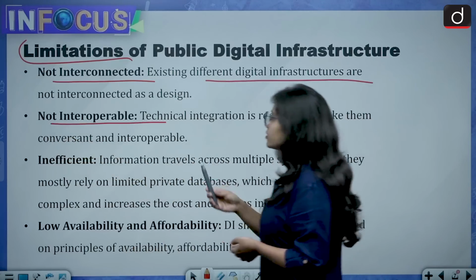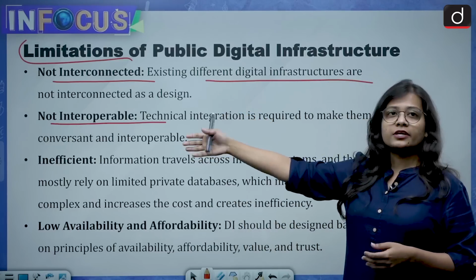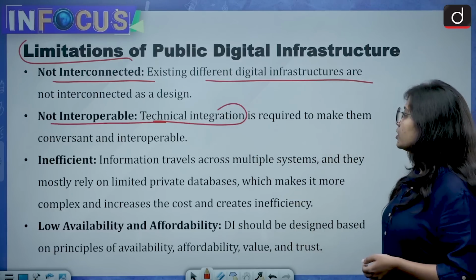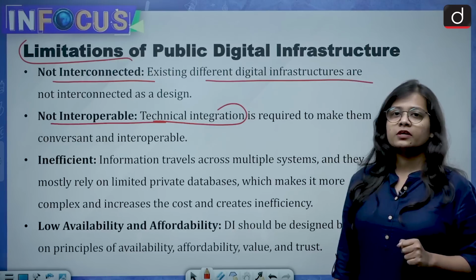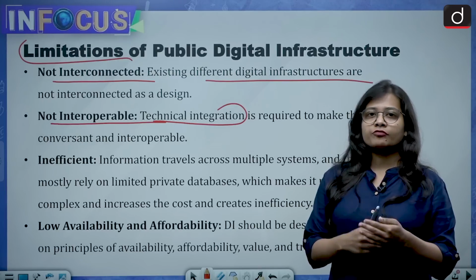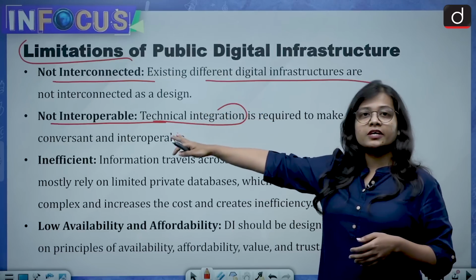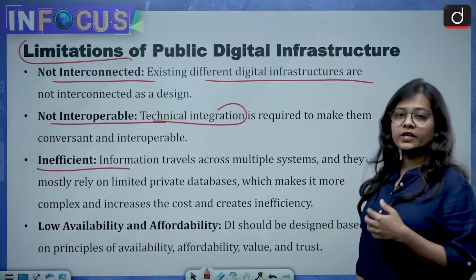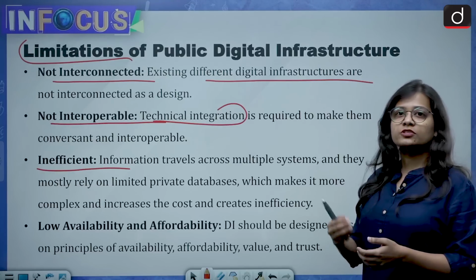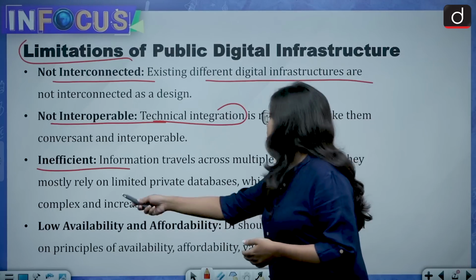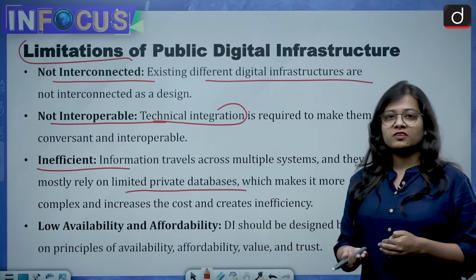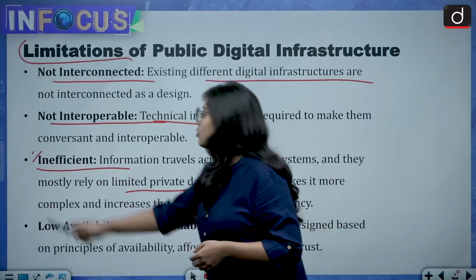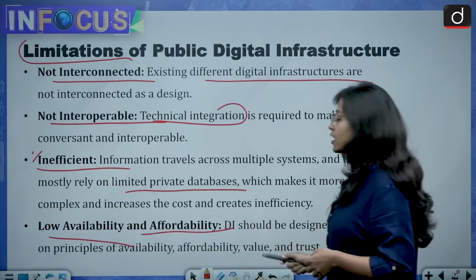And then second is that they are not interoperable. When they are not interconnected, interoperability will also be very less because awareness is not there, and technical integration is required to make them more interoperable. So integration of things is required. For that, the awareness needs to be increased, and after a certain period of time, the interconnectedness and interoperability will also increase. Then public digital infrastructure is also considered very inefficient, as the information travels through multiple stages and also reaches a limited private database, which makes it more expensive, costly, and more complex, and as a result it becomes very inefficient. Then comes low availability and affordability.